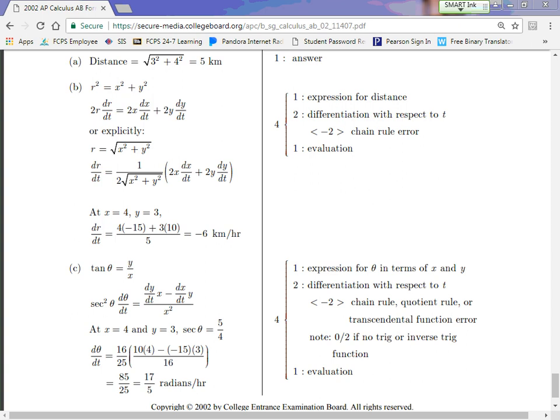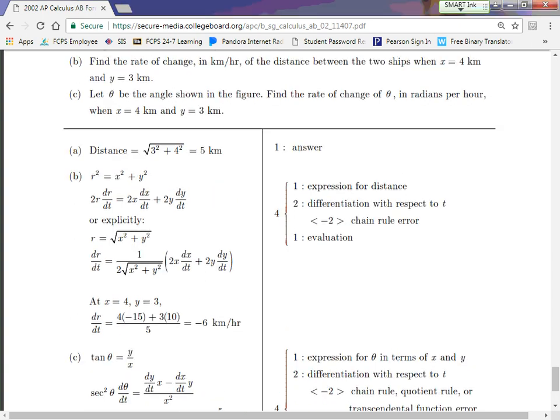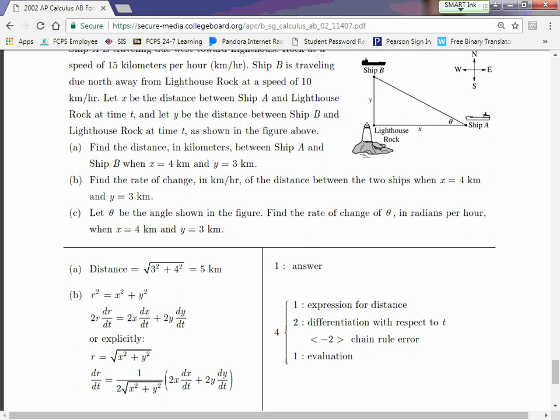It asks us just simply, it's pretty easy. Part A, where it just asks us for the distance between the two at a particular point in time. Straightforward, just Pythagorean theorem, you solve and you get the 5 kilometers. Now, B is when it actually starts bringing in your related rate.